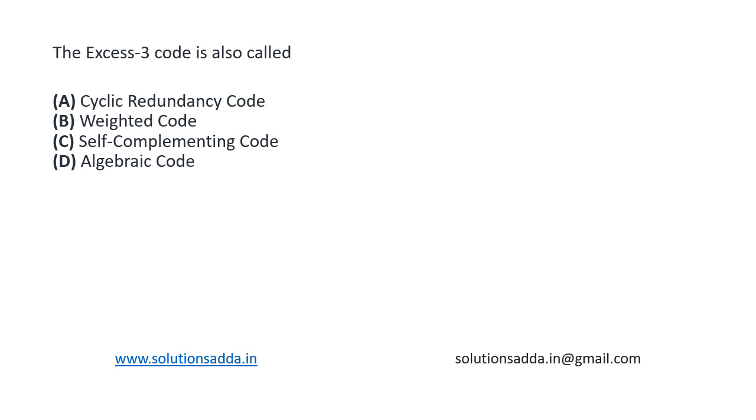For example, the XS3 for the number 24 can be found out by taking 2 and 4 and adding 3 to each of them. We will get 5, 7. Now we write it in 4-bit binary format. We have 0101, 0111. Therefore, the XS3 code for 24 is this.